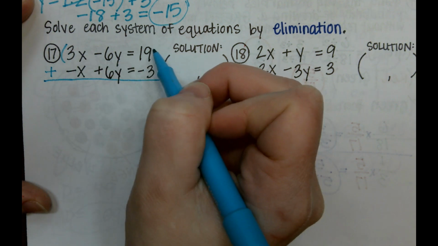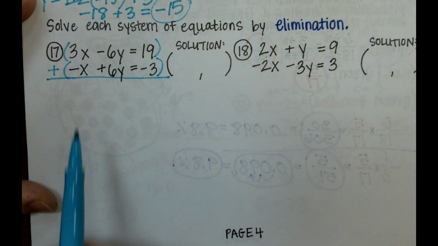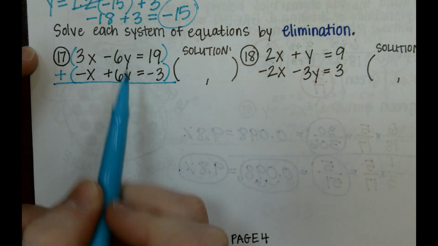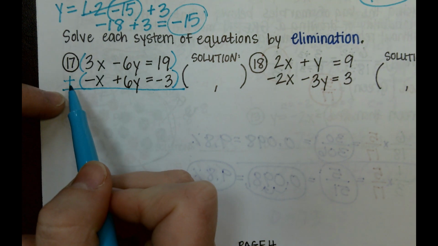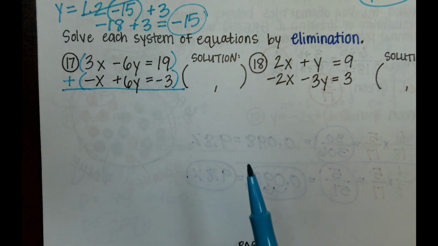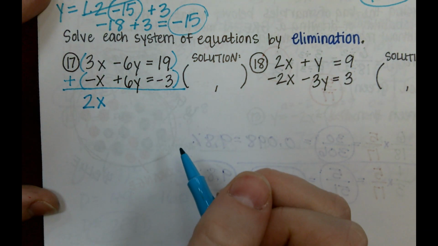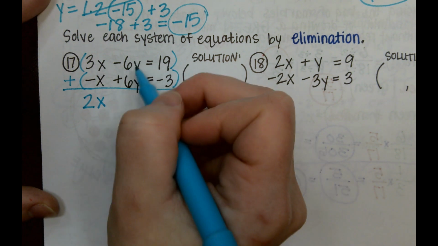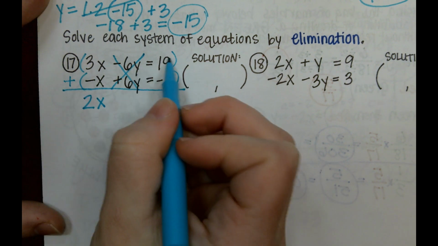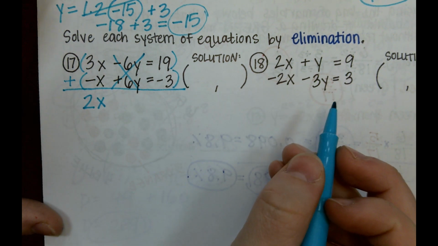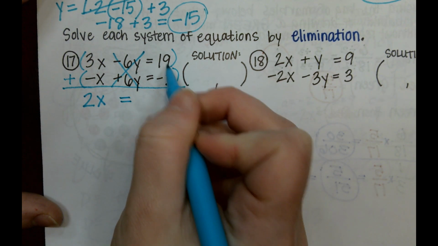I'm adding 3x minus 6y equals 19 to negative x plus 6y equals negative 3. So I'm going to add each of my terms one at a time. What is 3x plus negative x? 2x. Good. What's negative 6y plus positive 6y? 0. They cancel, so we just cross that off. And now, what is 19 plus negative 3, or 19 minus 3? 16. 19, 18, 17, 16. Yes, that is correct.